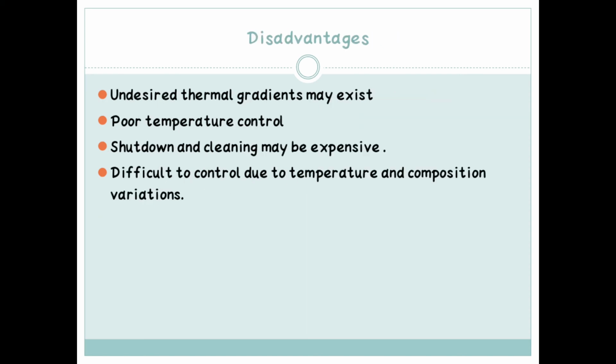Disadvantages of tubular bioreactor: undesired thermal gradient may exist, poor temperature control, shutdown and cleaning may be expensive, and it is difficult to control due to temperature and composition variation.